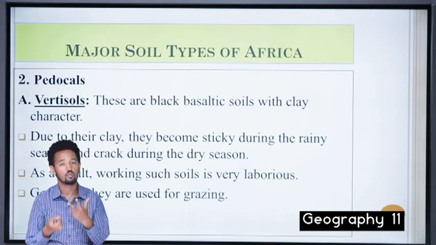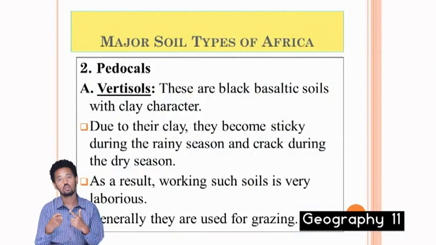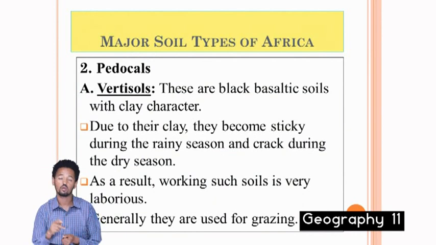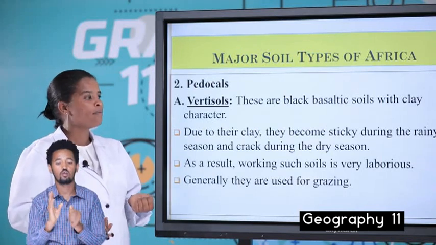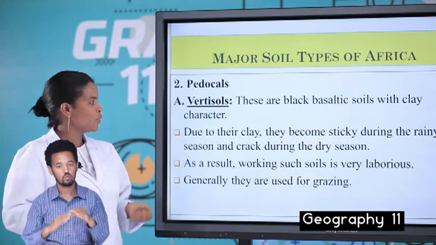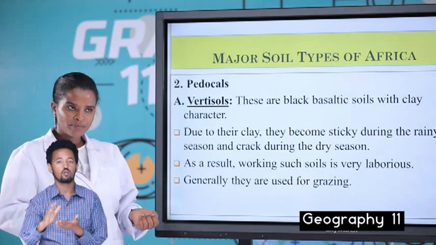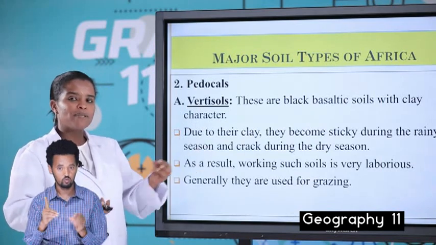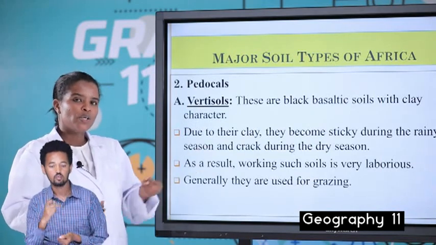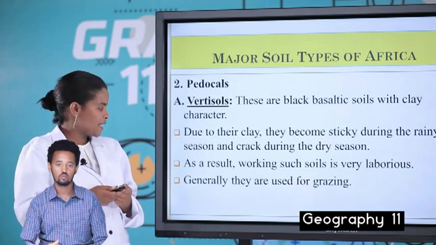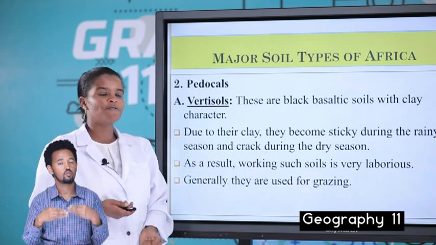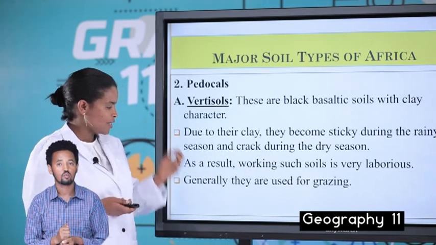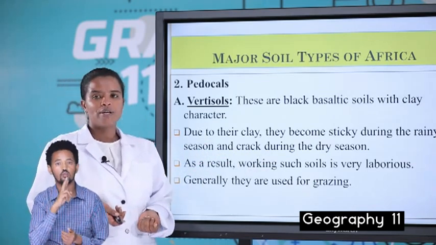The second group is pedocals. Under the pedocals group, the first soil is known as Vertisols. These soils are black basaltic soils with clay character. During the dry season, it becomes cracked. During the wet season, it becomes sticky. As a result, working such soil is very laborious. Generally, they are used for grazing.